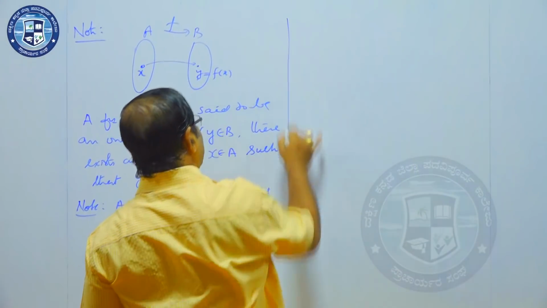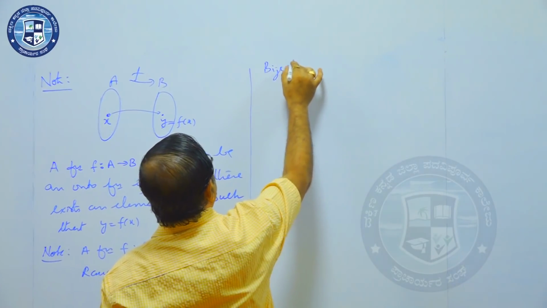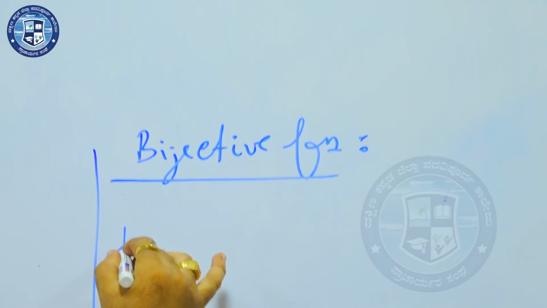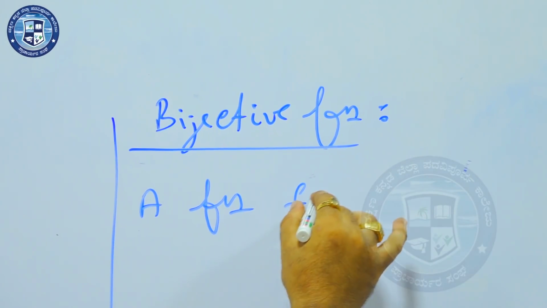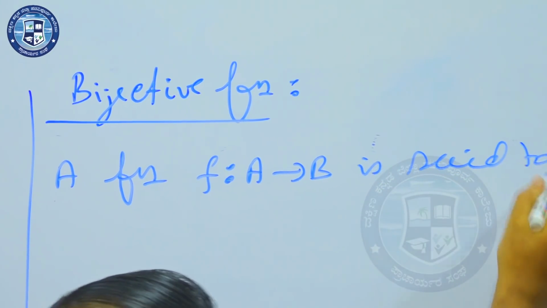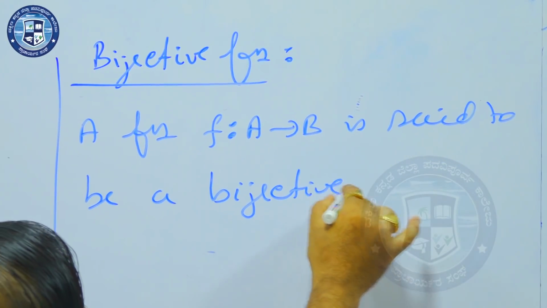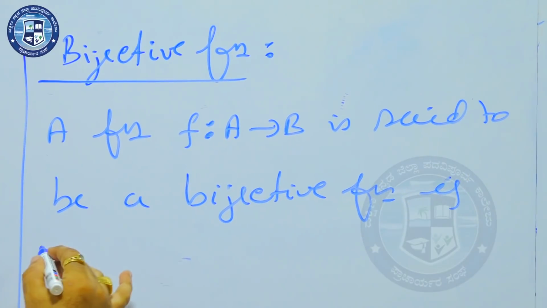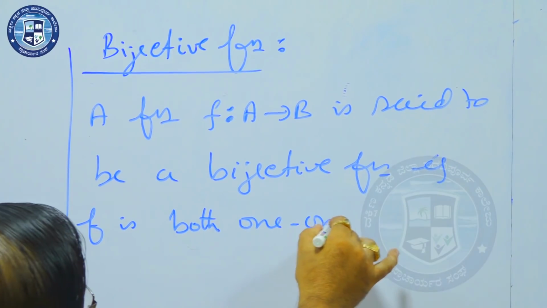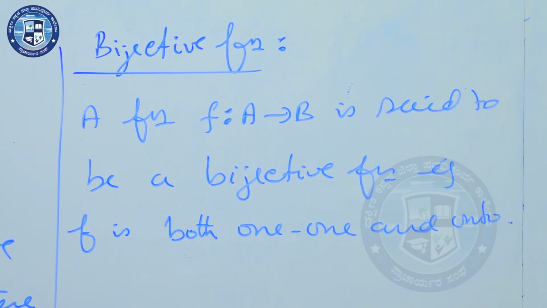Okay, so we have studied one-to-one, onto. Next we study bijective function. A function f from set A to set B is said to be a bijective function if f is both one-to-one and onto.